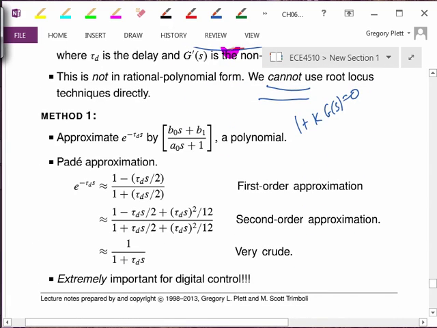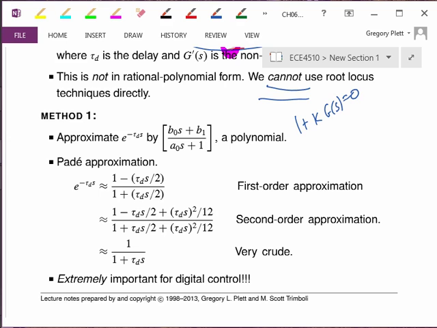So what can be done is what's called a Pade approximation, where e^(-τd s) is approximated by (1 - τd s/2) divided by (1 + τd s/2). This is a first order approximation. There's a second order approximation that's given there also, which is a little bit better, and something that's even a little bit simpler than either of those, but very, very crude in its approximation. But basically you can think of this as something like a Taylor series expansion of e^(-τd s), although with a numerator and denominator, not simply an infinite series polynomial by itself.